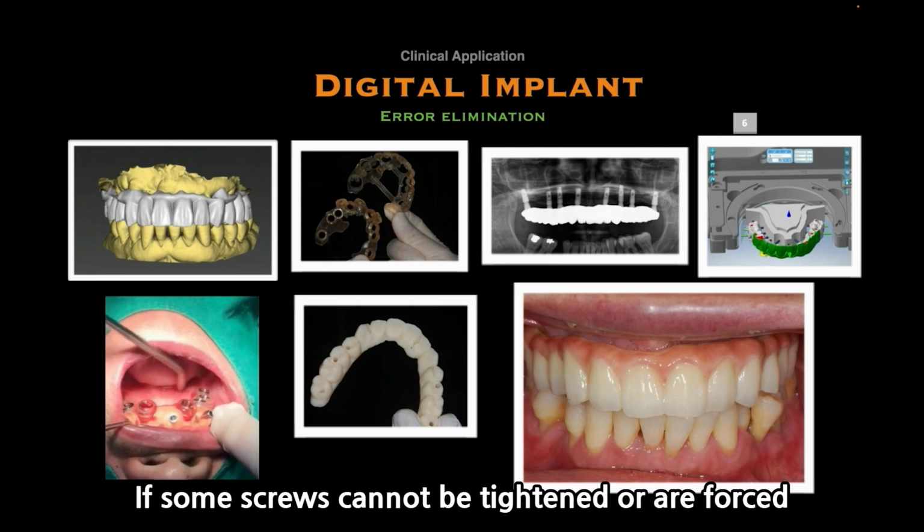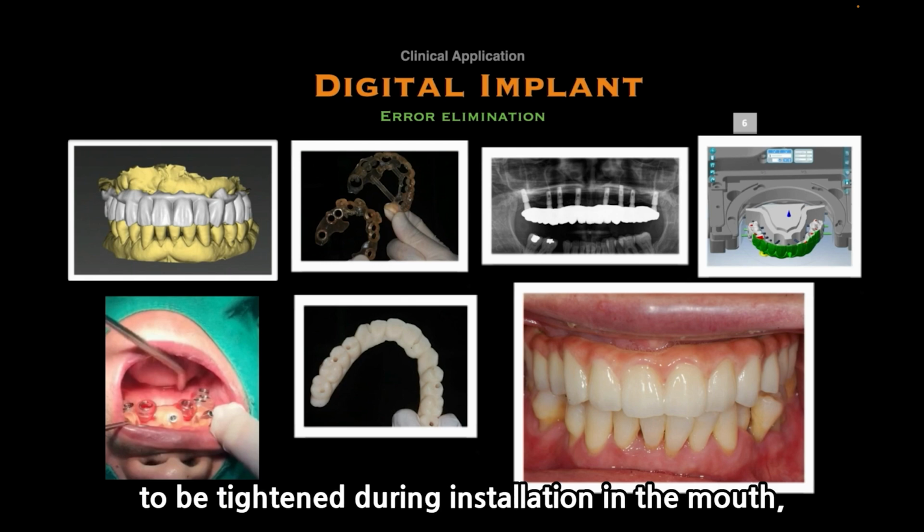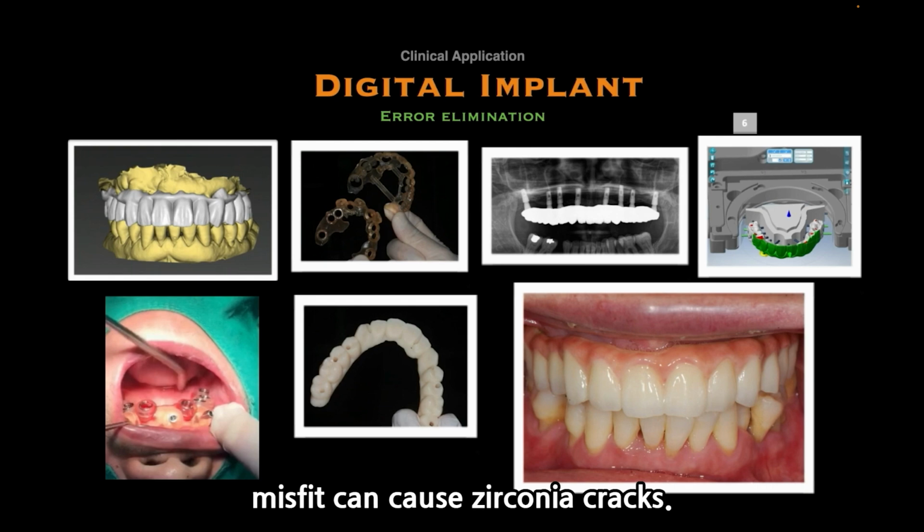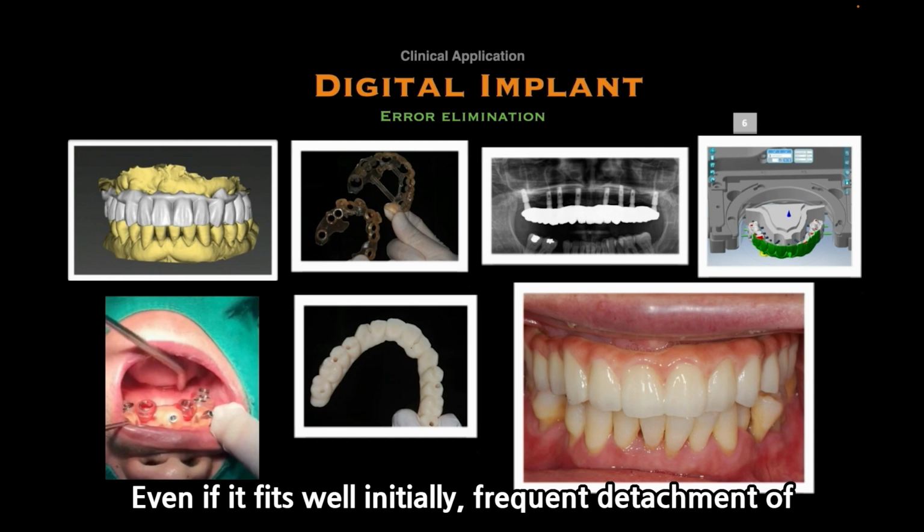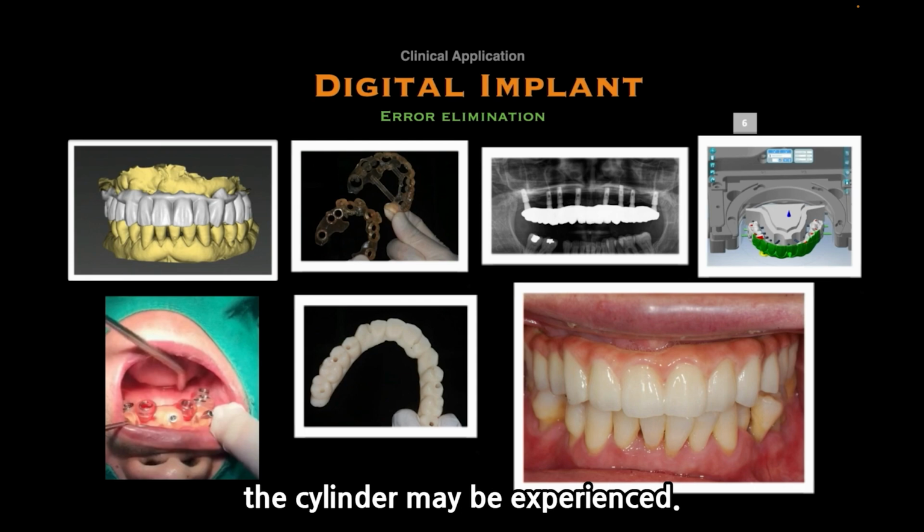In some cases, screws cannot be tightened or are forced to be tightened during installation in the mouth. Misfit can cause zirconia cracks. Even if it fits well initially, frequent detachment of the cylinder may be experienced.